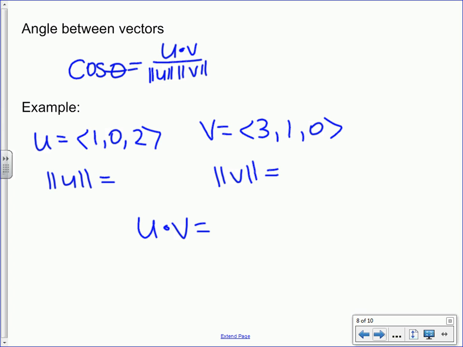Okay, so we have a dot product of 3. We all agree on that. Did you get that? Okay. Magnitude of v is radical 10. Magnitude of u is radical 5.